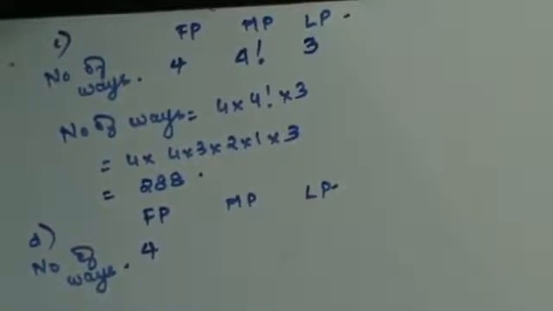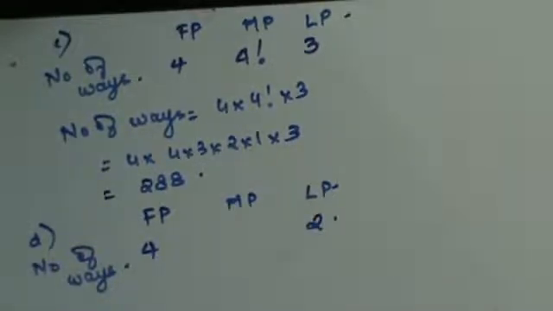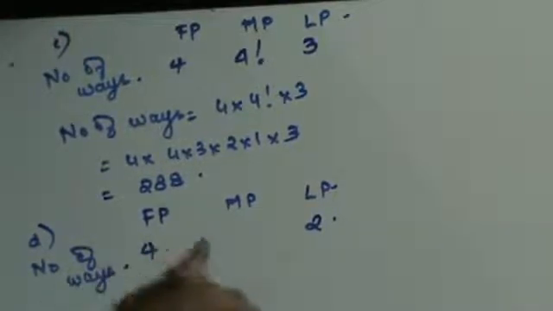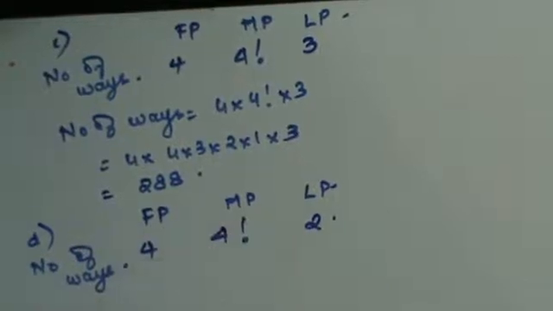How many vowels do I have? 2. Right? I want to end the word with a vowel. So I have 2 alternatives in which I can end the word. How many places have I filled? 2. How many letters have I used? 2. Obviously, if I fill 2 places, I must have used only 2 letters. How many more places do I have to fill? 4. With how many letters? 4. 4 places, 4 letters can be filled in 4 factorial ways.